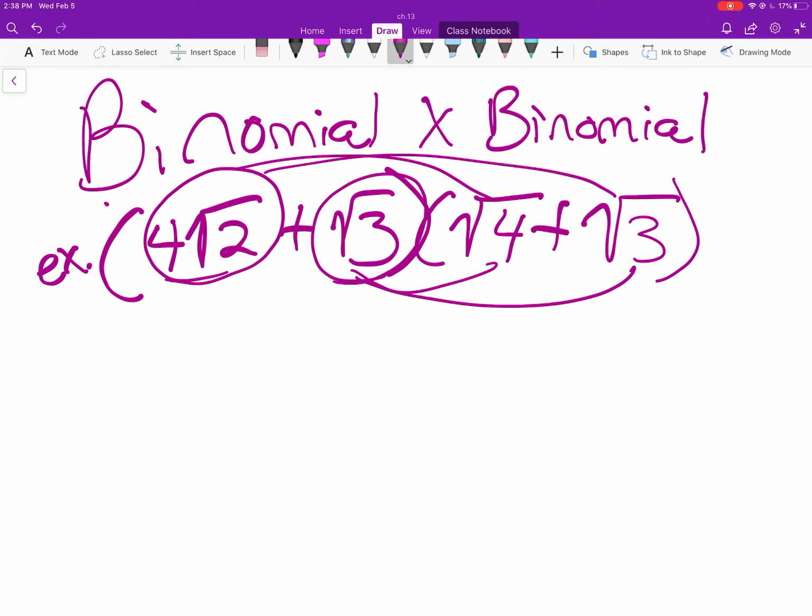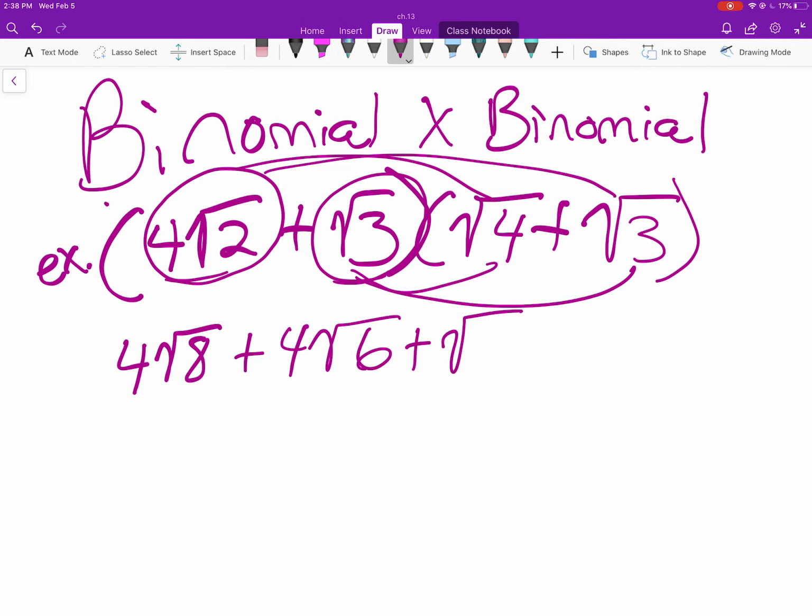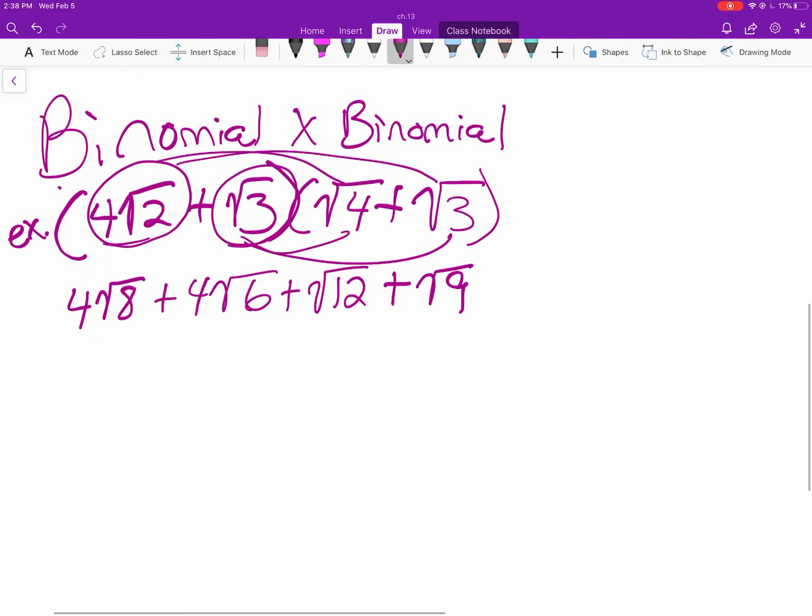The first, 4 square root of 2 times square root of 4 is 4 square root of 8. 4 square root of 2 times the square root of 3 is 4 square root of 6. And then plus 3 square root of 3 times square root of 4 is the square root of 12. And then the square root of 3 times the square root of 3 is literally 3, y'all. But I'm going to put the square root of 9, okay?